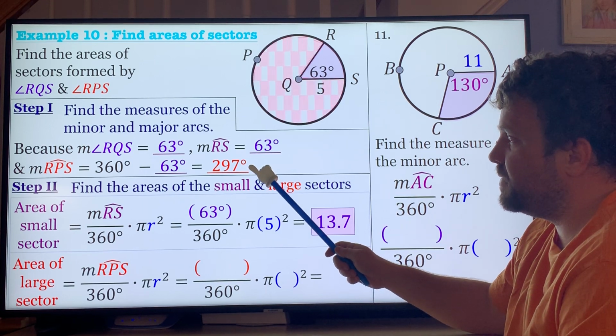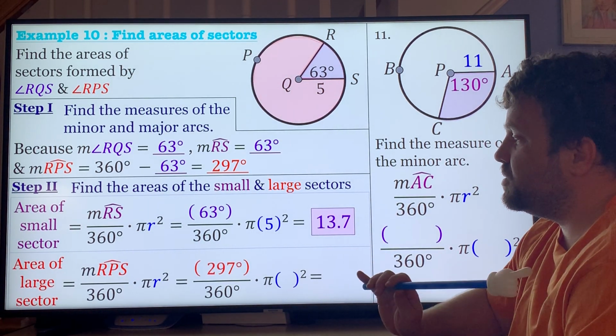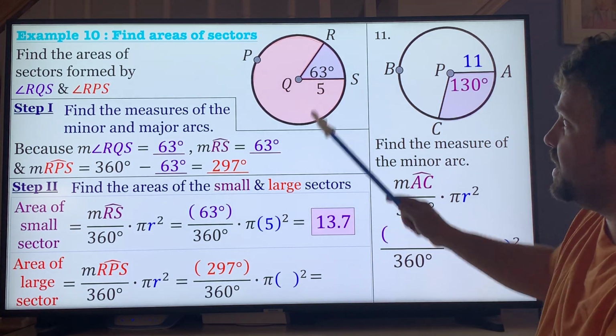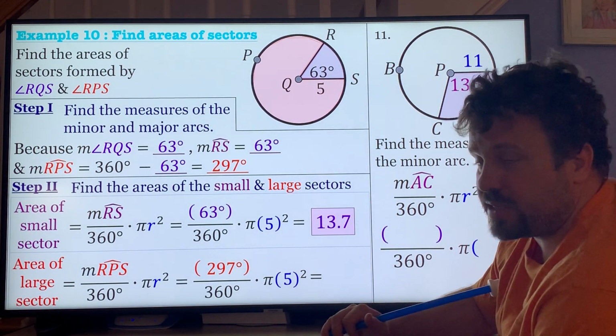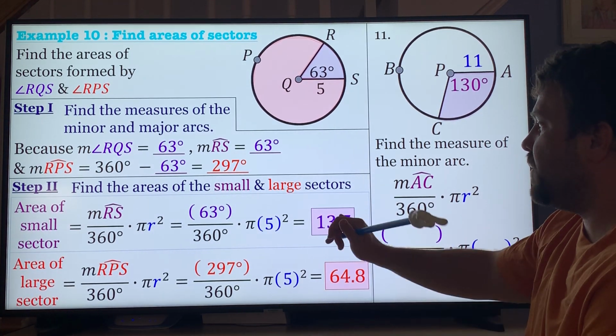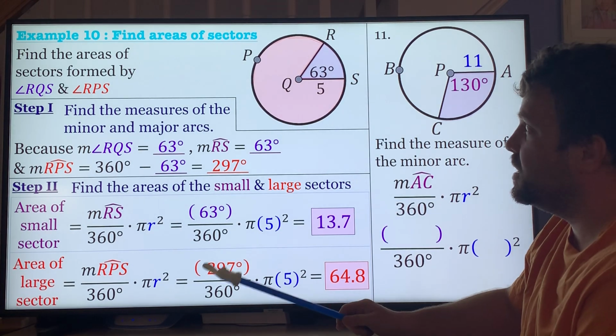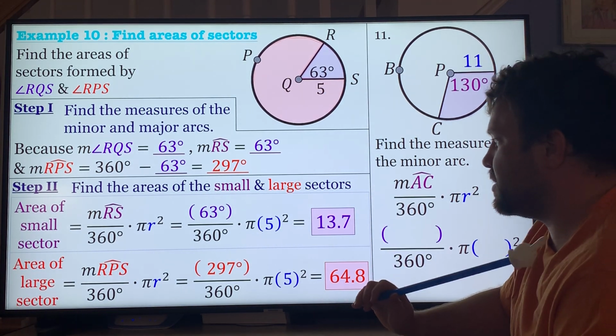Hopefully you used this 297, the large sector right here is the red. Using the 297 divided by 360 times pi, same radius. Radius is always the same in a circle. And you should get 64.8. If you added these together, it would be the total area of this whole circle. It'd be pretty much pi times 5 squared. All right.